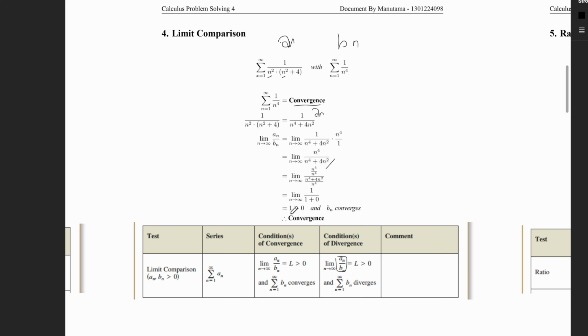Therefore it is more than 1, also bn converges, therefore we know it is convergent.